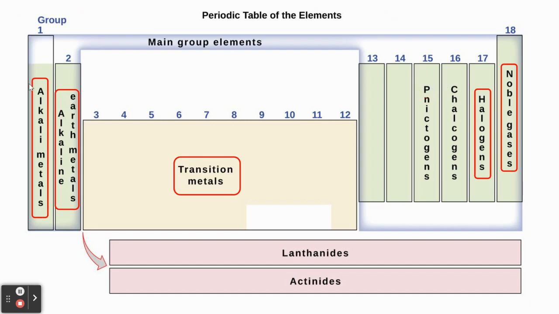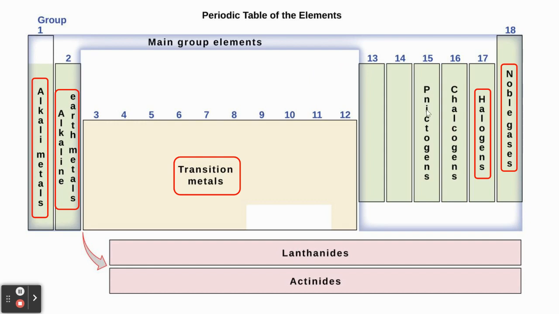Now, we've got some group names that we should be familiar with. So when we look at our metals, the elements that are in the first group are called alkali metals. In the second group are called alkaline earth metals. And in this middle section here, we refer to them as transition metals.